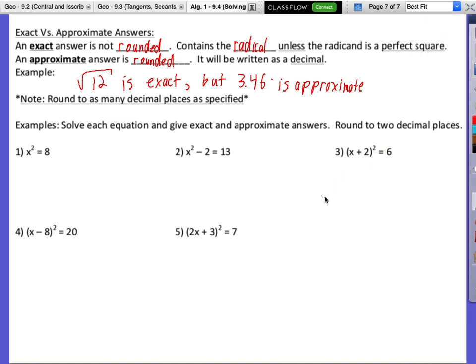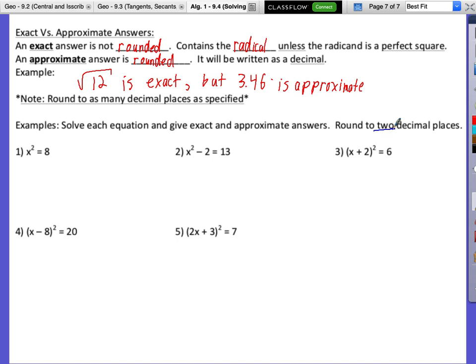Let's look at number 1. We're going to solve the equation. We're going to give exact and approximate answers this time. Rounding to how many decimal places? 2. Okay, rounding to 2 decimal places. So on number 1, x squared is equal to 8.